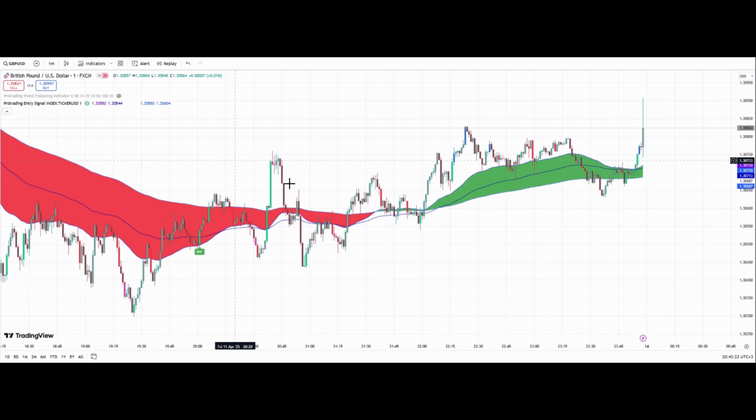This is the TradingView indicator, because some don't seem to get the difference between the two. This is a TradingView chart, and this indicator is for TradingView. It doesn't work for MT4 or MT5. It's only for TradingView.